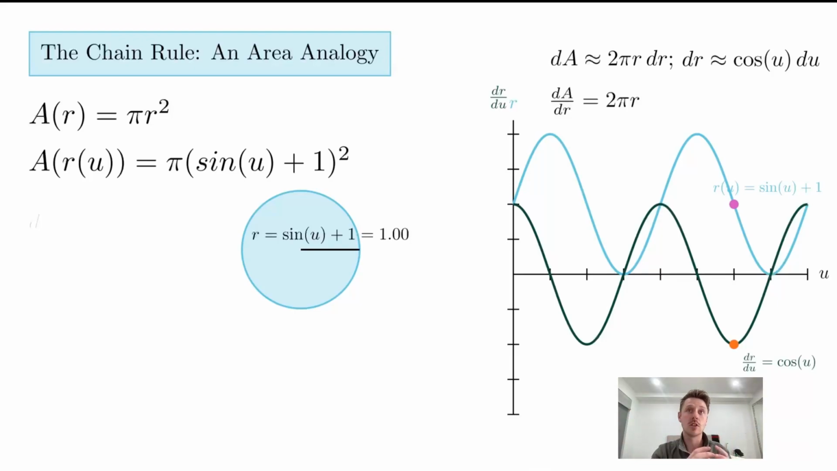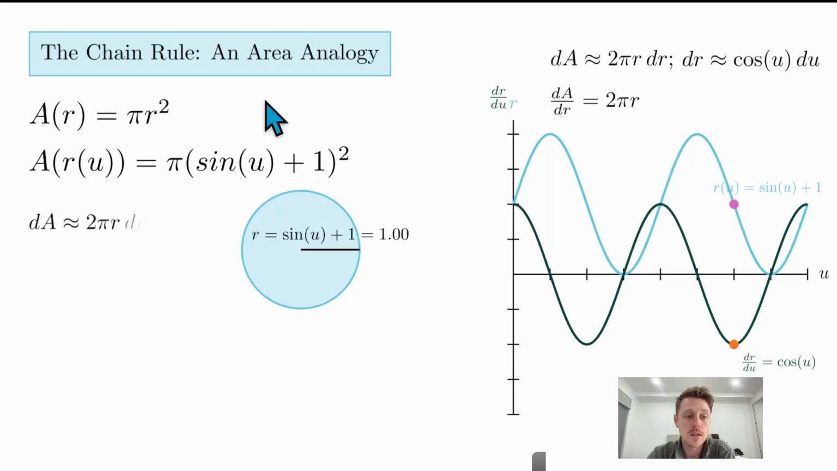The area of the circle depends on r, but r depends on u. So you end up with a situation where we replace r with sine of u plus 1, because that is the radius in terms of u. So we get pi times (sine of u plus 1) squared, just following this formula.